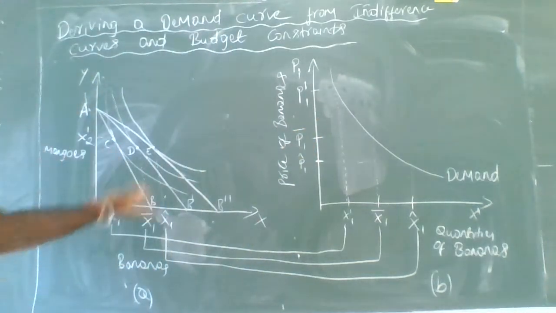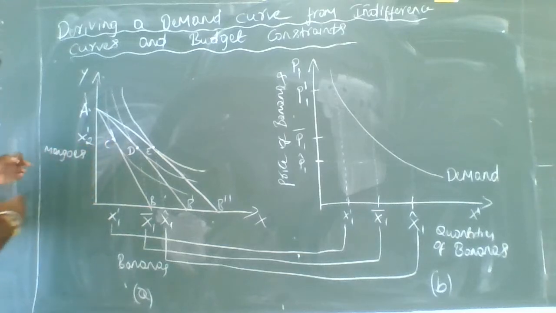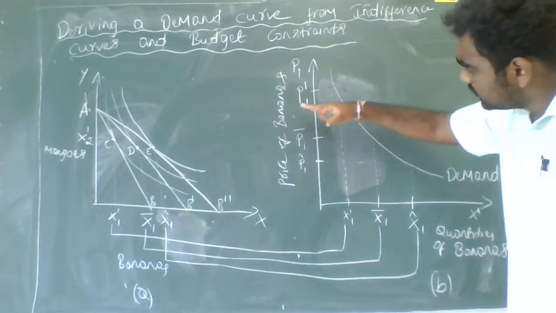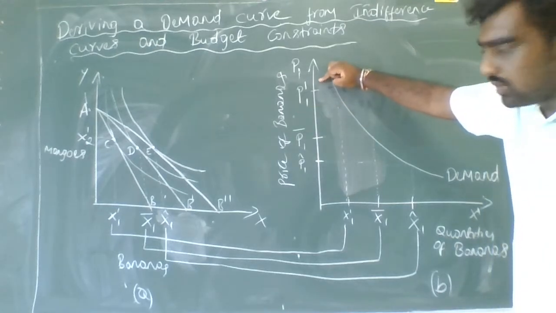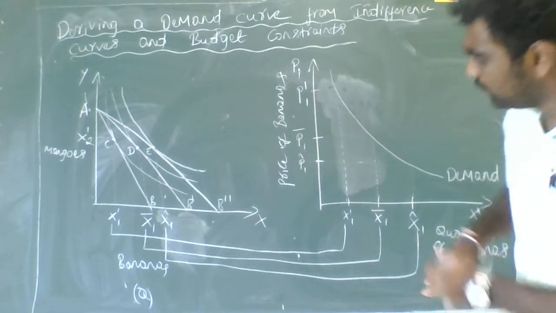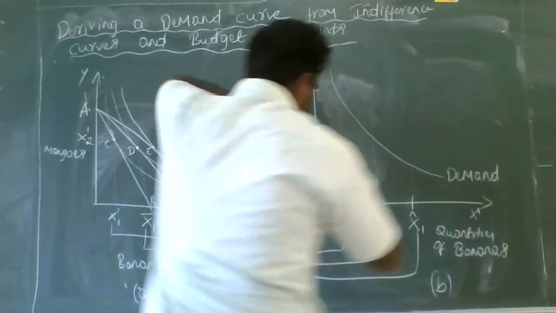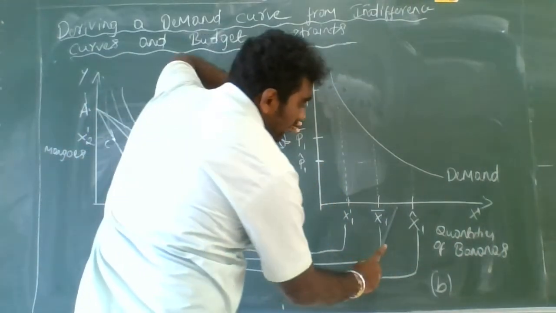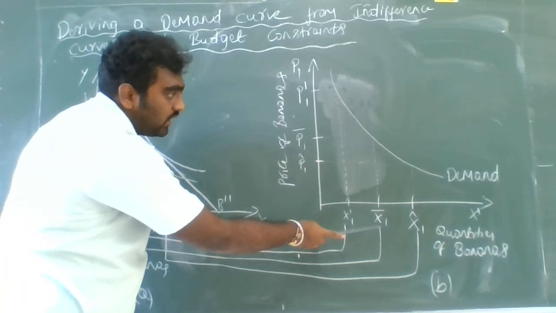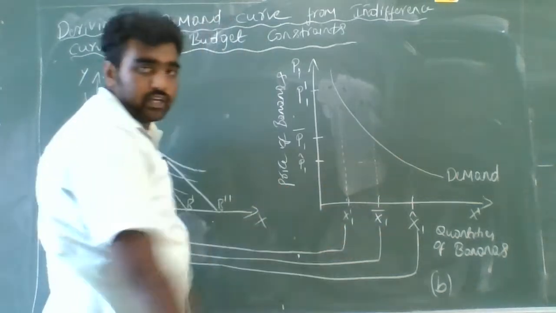In the next budget line, just imagine, it was the price of banana, p dash 1. When the price of the banana decreases, the consumer can purchase a further quantity of banana, that is x bar 1. We arrived at this point.